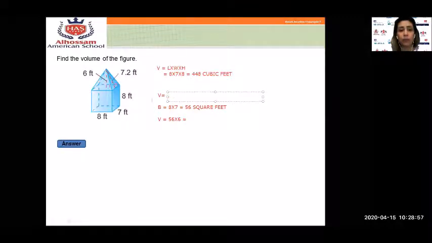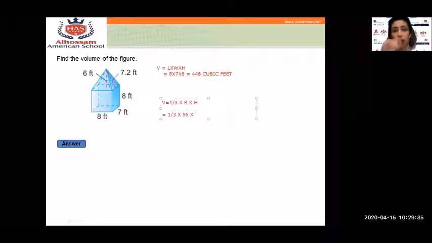Just a second. V equals, I'm going to erase that. So I have the rule of the pyramid. Volume equals 1/3 multiply base multiply height. Then we will make the volume 1/3 multiply 8 multiply 6 multiply 56 multiply. Yes, the height is 6. Equal.